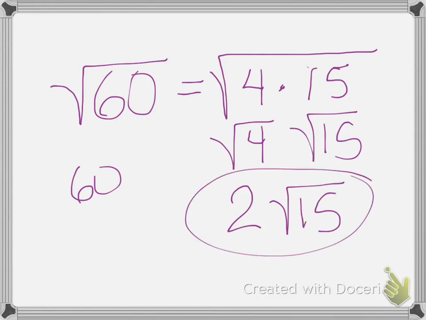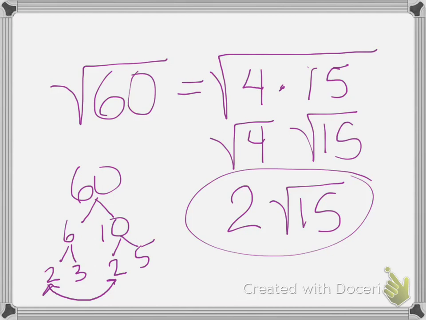If you couldn't get there, if you're like, I don't know what makes 60 and I'm really getting frustrated, I don't know if you remember how to do this, but you can make a factor tree. Can't remember if we covered factor trees or not. Once you make a factor tree, you can see that there's 2 2's, and so that's where that 4 comes from, and then a 3 and a 5 make 15.